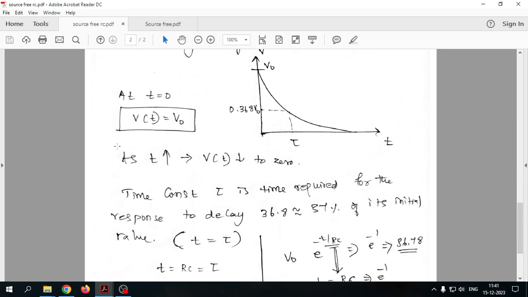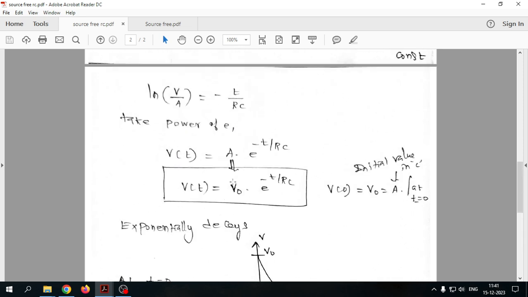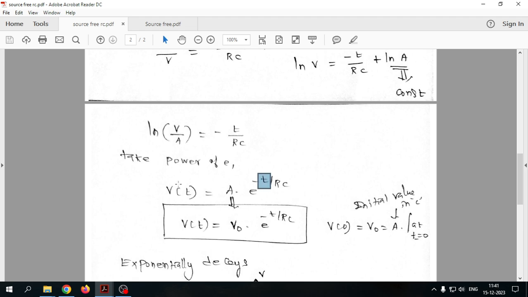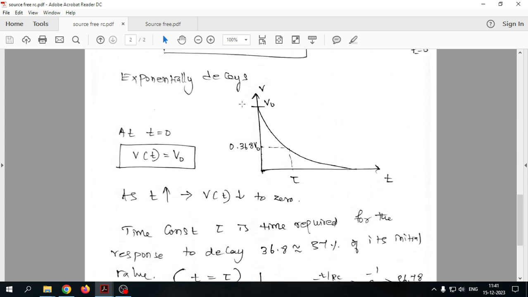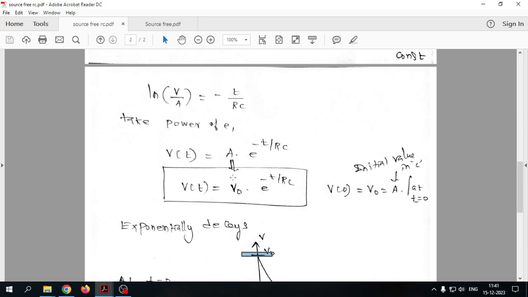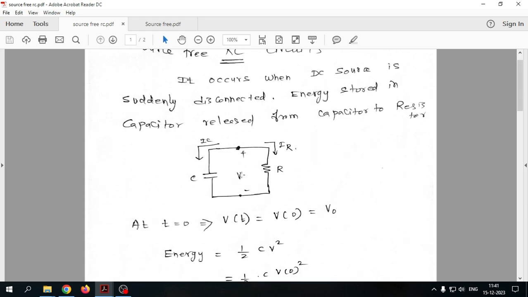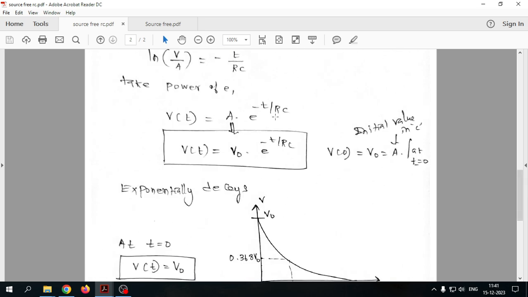For example, as t increases, from 1 second, 2 seconds, 3 seconds, and so on, the initial voltage v0 starts decreasing. You got my point? So this is the initial voltage, and this is how it discharges. The initial voltage is what is stored in the capacitor. The stored energy is discharging through the resistor at the rate of e power minus t by RC, v0 into e power minus t by RC.